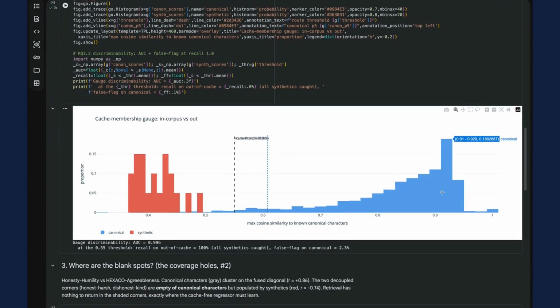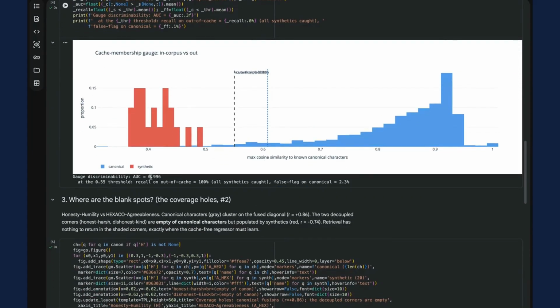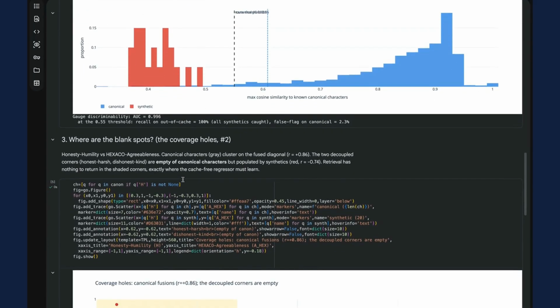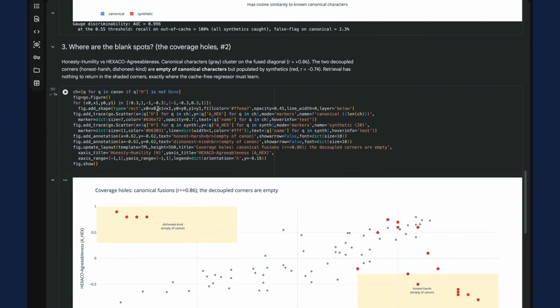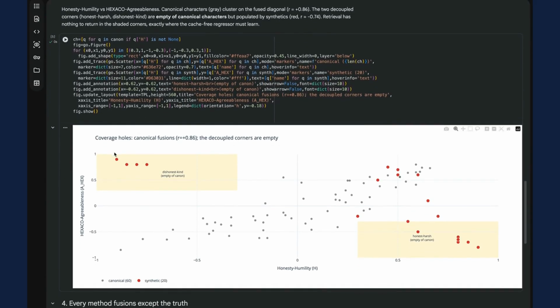The closing figure is the sign flip. The 20 synthetic characters were authored with honesty and agreeableness pulled apart at minus 0.74. The bar chart asks what each downstream method does with them. A regressor trained on the raters' own labels comes back at plus 0.84.